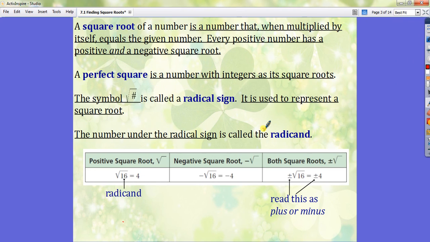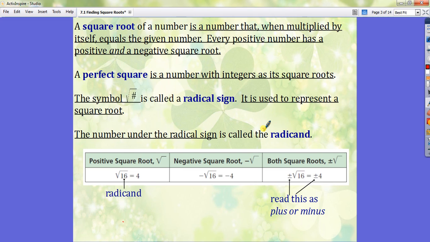So square root, most of you can find the square root, but it becomes very difficult to explain what that is in words. And a square root is a number that, when multiplied by itself, equals the given number or the starting number. And every positive number has a positive and a negative square root, because 16, the square root of that is 4. But it could also be negative 4, because 4 times 4 is 16, and negative 4 times negative 4 is also a positive 16.